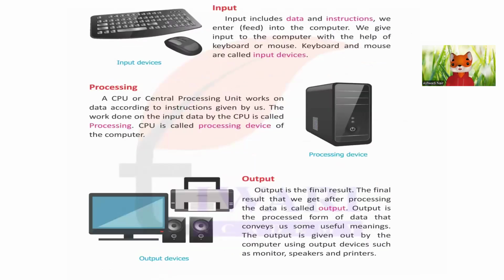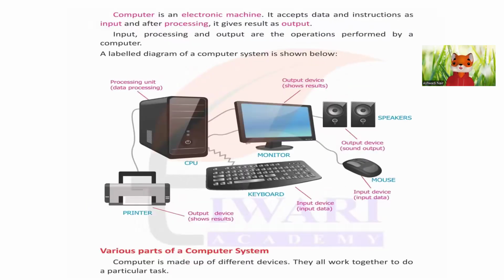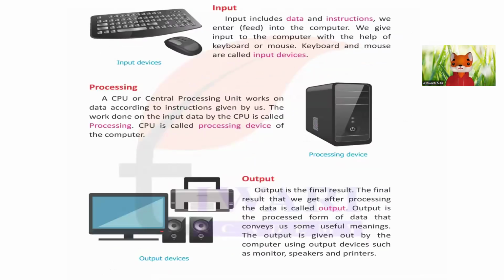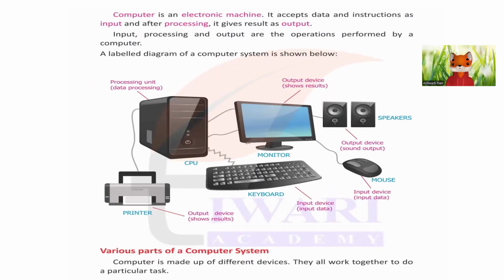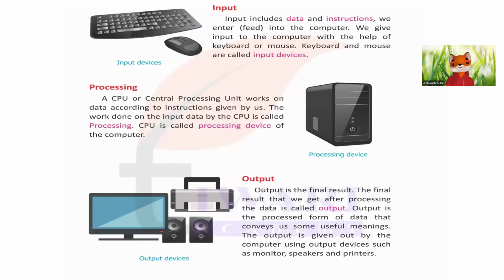Okay, now we are going to see the components, various parts of the computer. Various components, we are going to see in the next lecture. But now we will see the operations performed by the computer in detail. That is input, processing, and output. What does it mean?